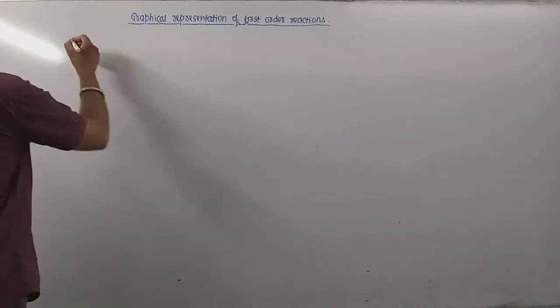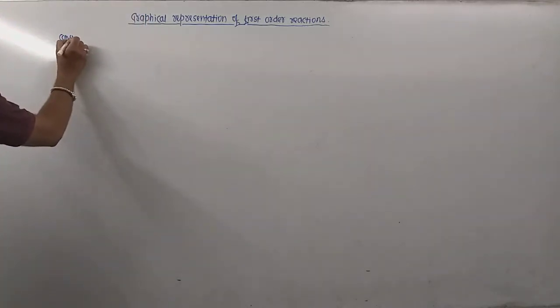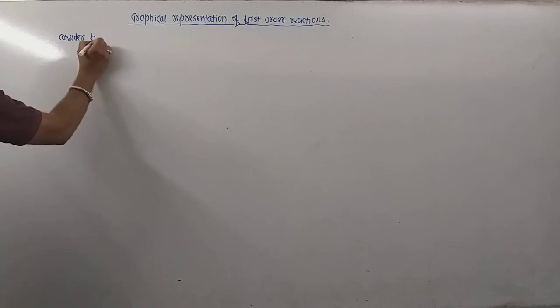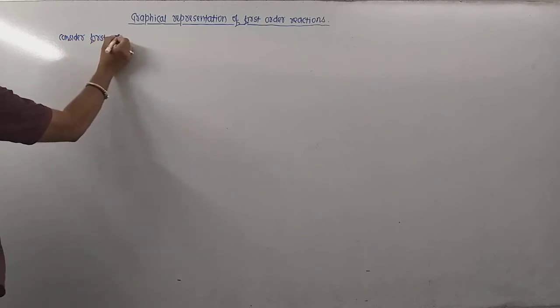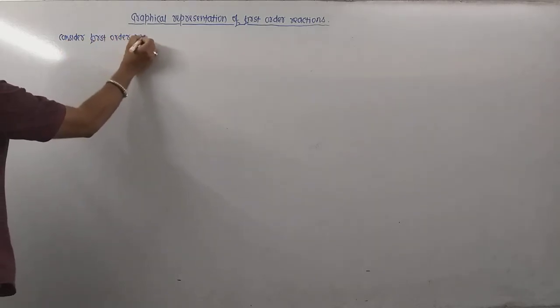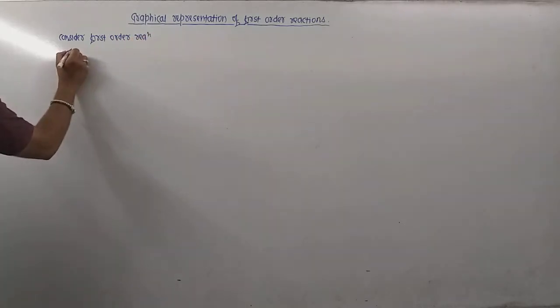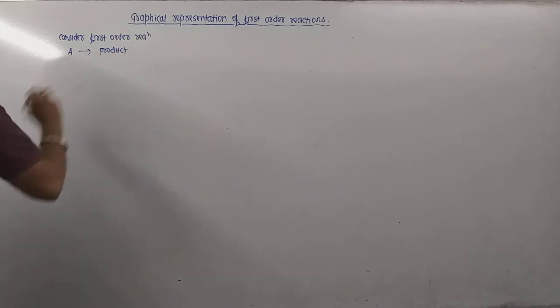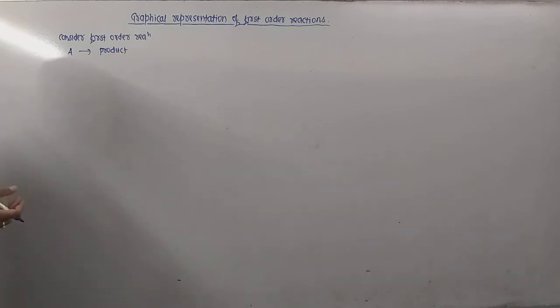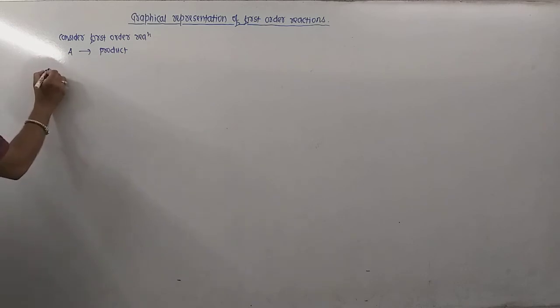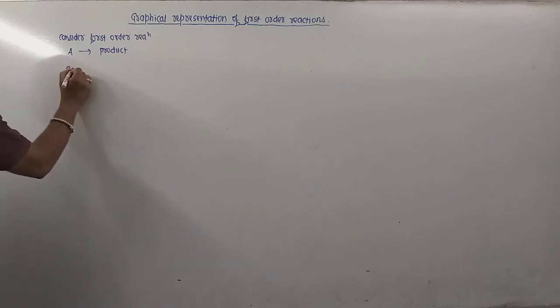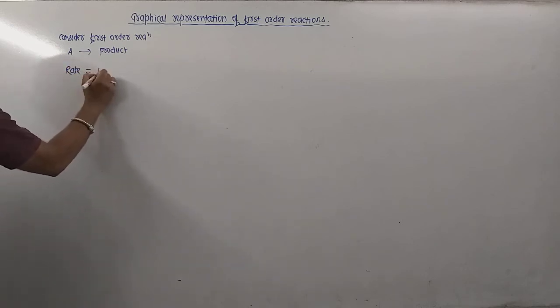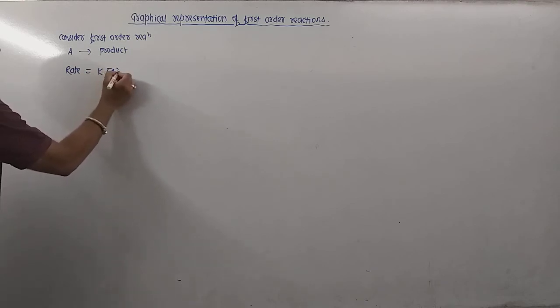So consider a first order reaction: A gives product. Now for this first order reaction, the differential rate law can be given as rate equals k into concentration of A at time t.